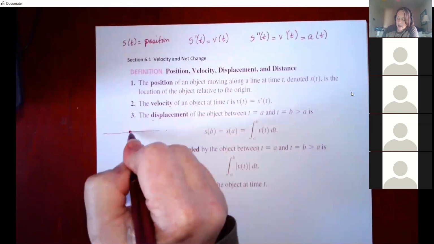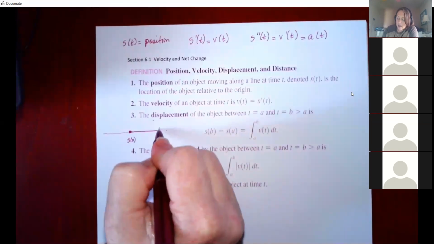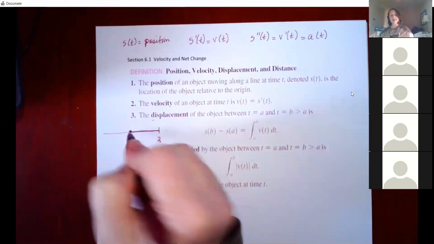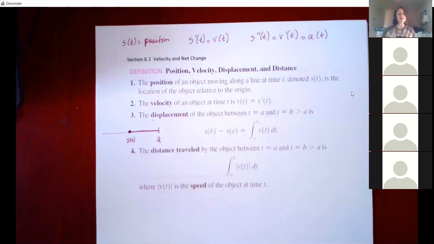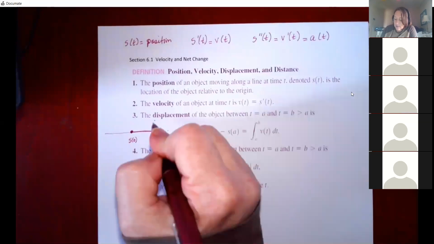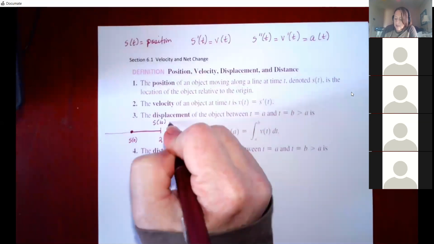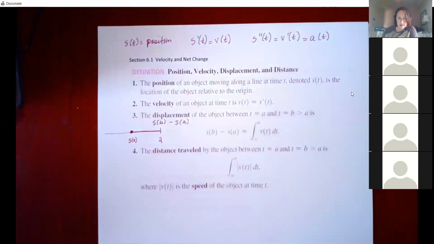If that object moves to the right 2 units and then turns around and comes back and stops at the exact same spot that it started, what's its displacement? It's 0. If I start and stop in the same spot, my displacement will be 0. It's basically the net of your distance traveled away from your original position. So in general, displacement is going to be position at the ending moment of your time interval minus position at the beginning moment of your time interval.